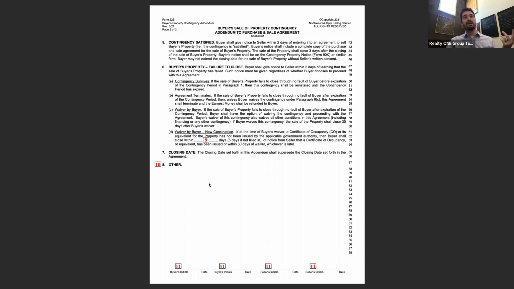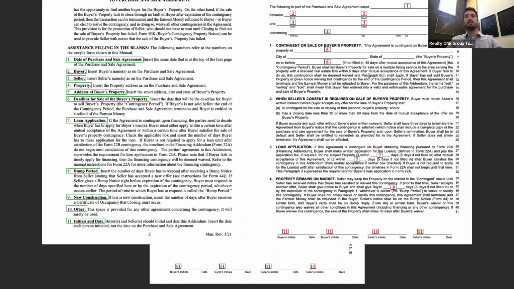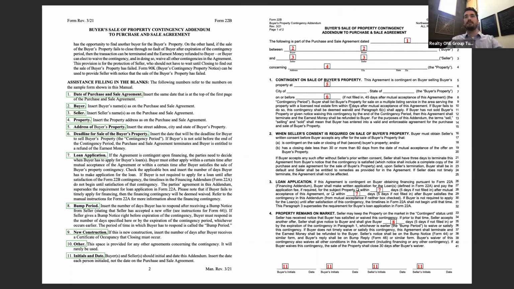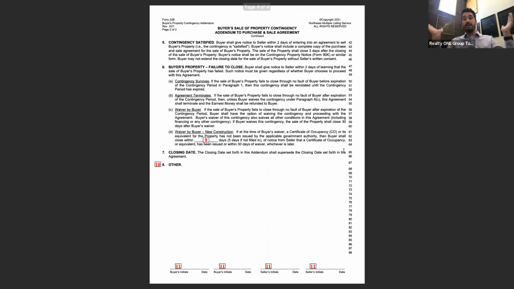And then there's the other box that I can't think of another thing that I'd put in the other box. I'm sure there are other items. But again, I could see someone using that to adjust this timeline here that doesn't have a blank. Okay, so that's the Form 22B. I hope that wasn't too confusing.